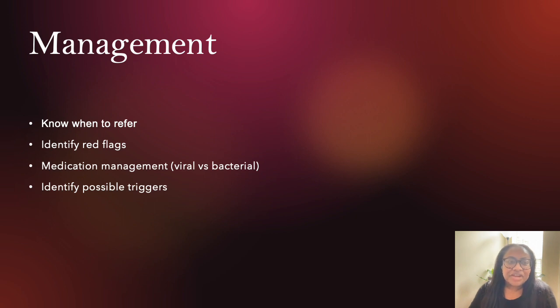The management of diarrhea is something that you will need to look up, and you need to know when to refer your patients. When they have diarrhea, you should know your red flags. Know the difference between a viral case of diarrhea or bacterial. So think about things like traveler's diarrhea. How would you manage that? And identify the possible triggers for the patient's diarrhea. Sometimes there are underlying conditions beyond something like traveler's diarrhea that could cause the patient to have recurrent diarrhea.